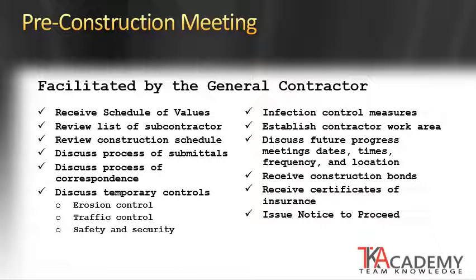The construction bonds should be issued at this time, as well as the certificates of insurance. If these have not been covered already in the construction contract, they need to be established during the pre-construction meeting and issued to the owner. And then the owner typically issues the notice to proceed, which is the authority to proceed with the construction schedule and begin construction of the project.